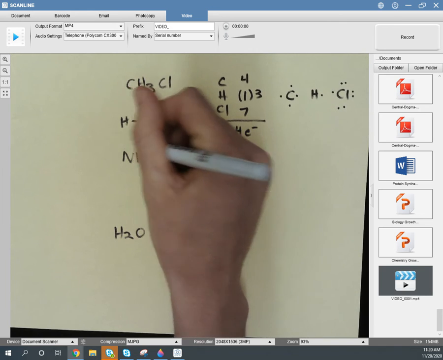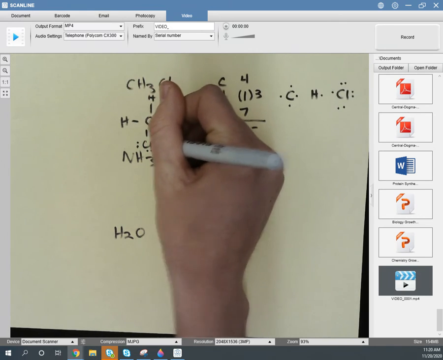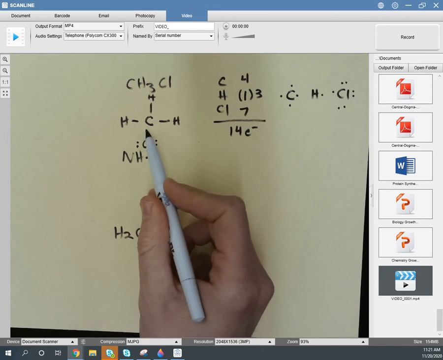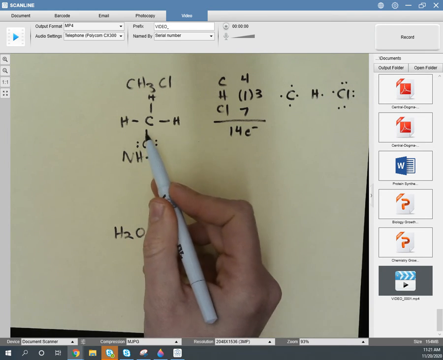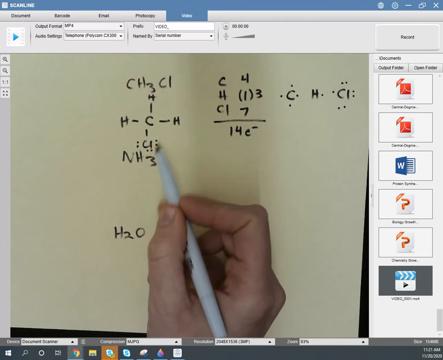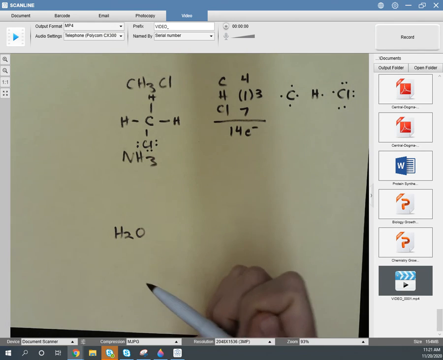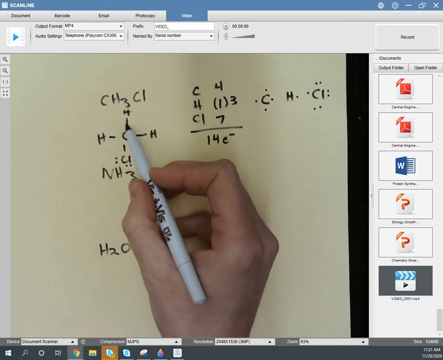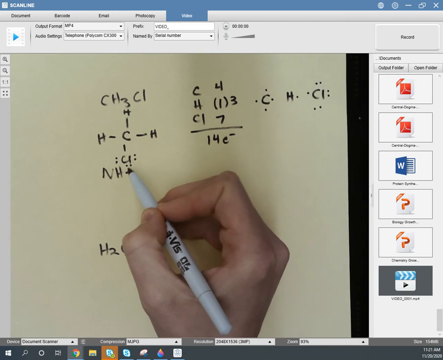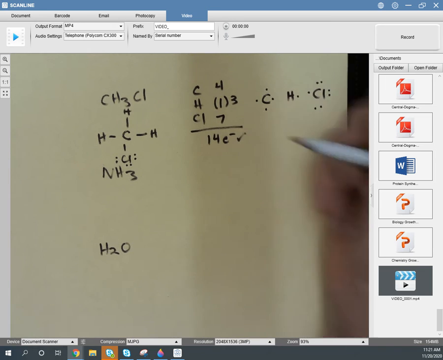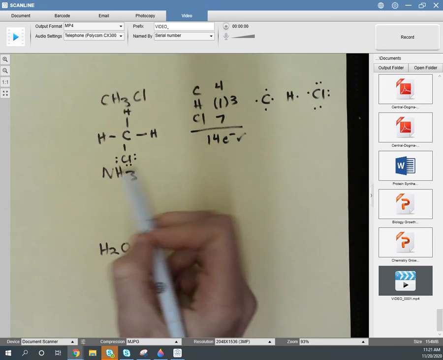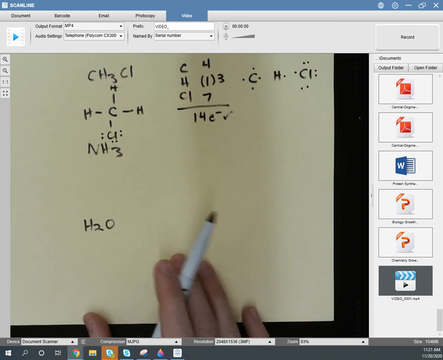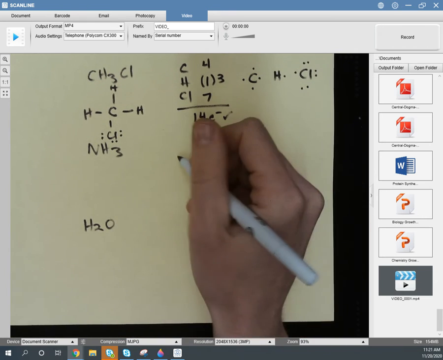So let's give chlorine 3 pairs of electrons because this represents a full octet. Remember, this line is 2 electrons, so 2, 4, 6, 8. Chlorine has a full octet. Let's double check to see if we have all the electrons we need. 2, 4, 6, 8, 10, 12, 14. That's the right number of valence electrons, so this is the correct Lewis structure. Okay? All right, let's try ammonia next, NH3.